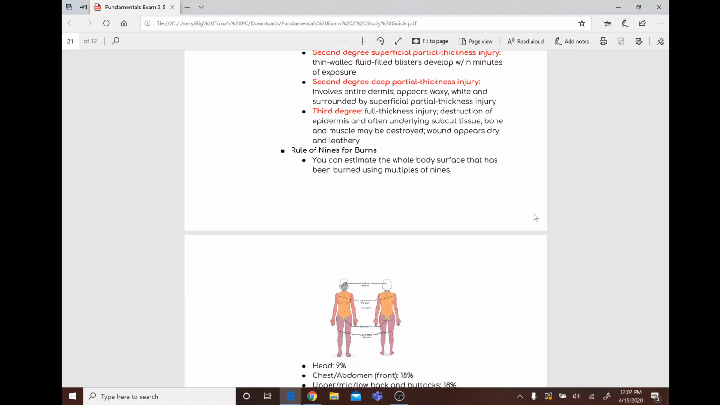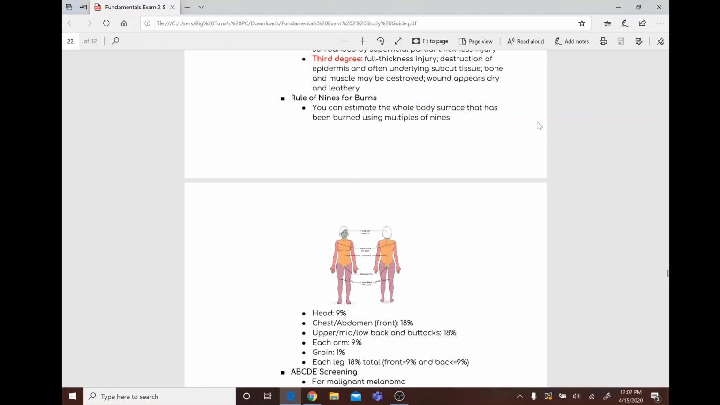What is a third-degree burn? Full thickness injury, destruction of epidermis, and often underlying subcutaneous tissue; bone and muscle may be destroyed. Wound appears dry and leathery.